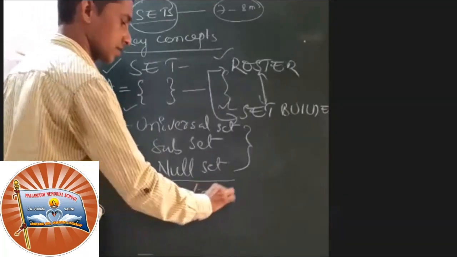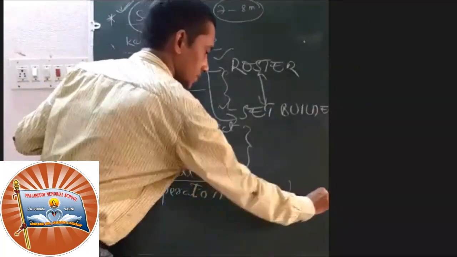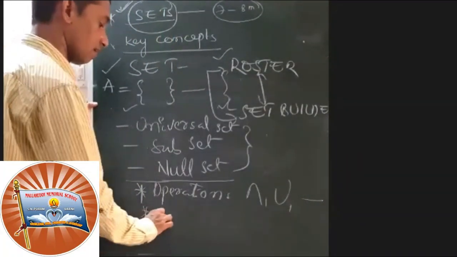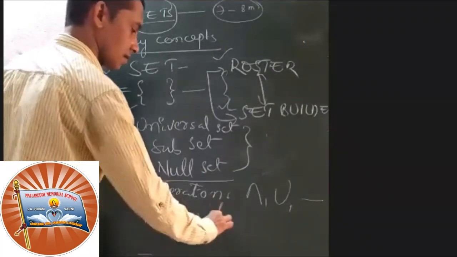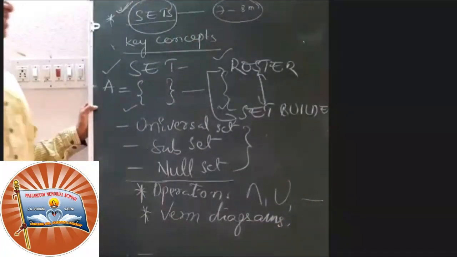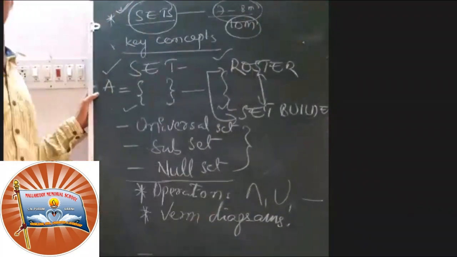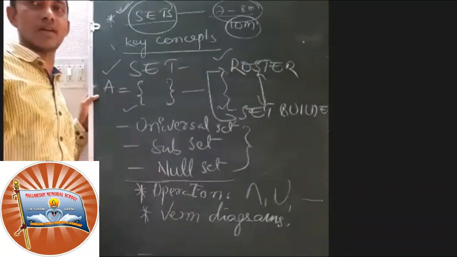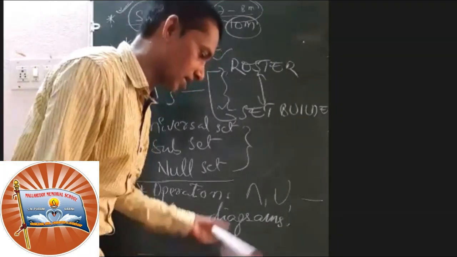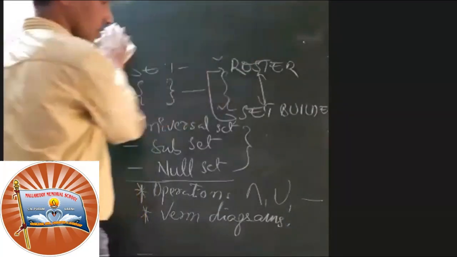What are the operations? Intersection, union, and subtraction of sets, that is minus. And very important, Venn diagrams. I will tell you what kind of Venn diagrams. Sometimes it looks like a danger, but you can get 10 marks also. Is it a danger? This is your booster for getting marks. These are all the key concepts. Now I would like to tell you that I will take one example and explain all these things.